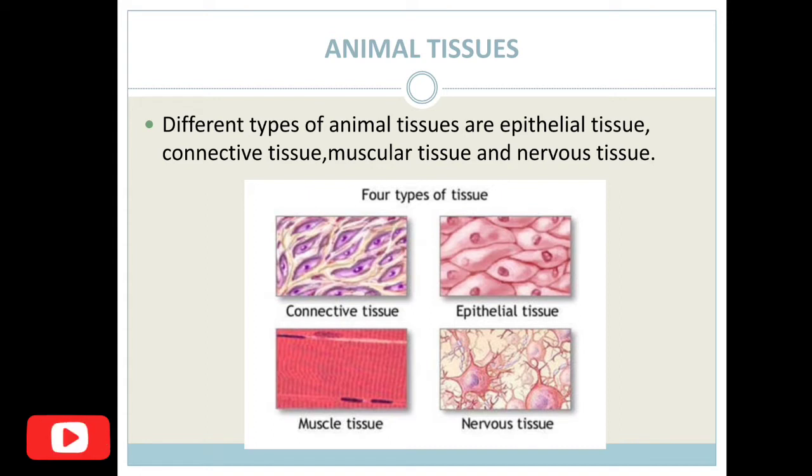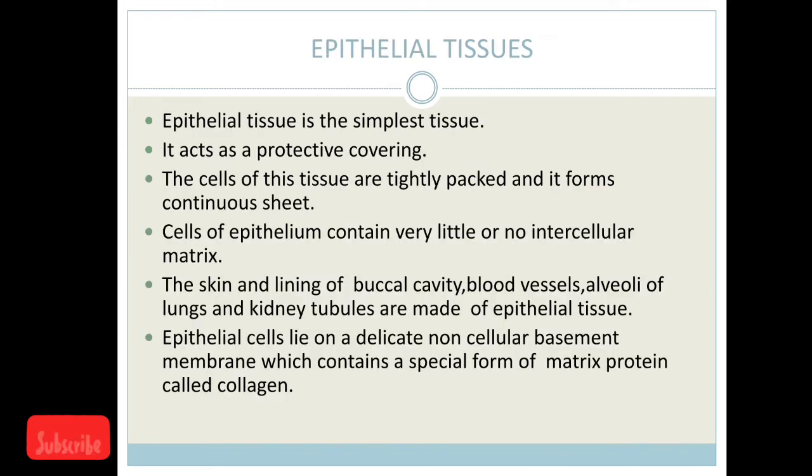The different types of animal tissue are epithelial tissue, connective tissue, muscular tissue and nervous tissue. You can see here a picture of the four types of tissue. Now let us discuss these different types of animal tissues one by one. The first is the epithelial tissue.